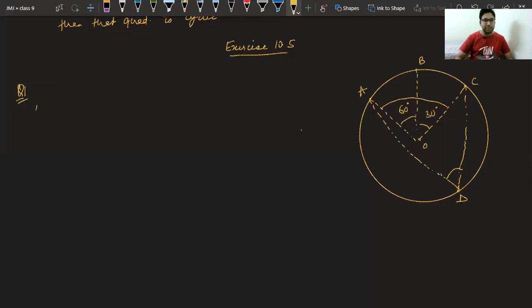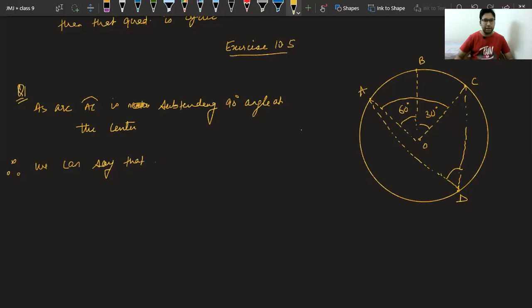So we can say, as arc AC is subtending a 90 degree angle at the center, therefore we can say that it will subtend half of 90 degrees on the remaining part of the circle.